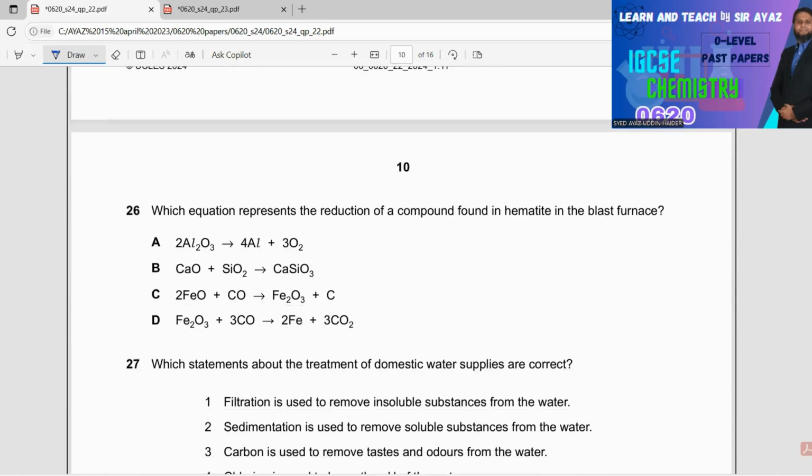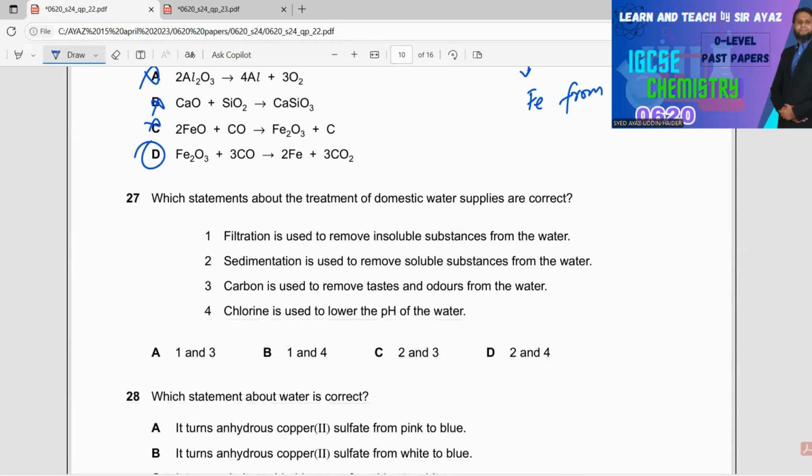26. Which equation represents the reduction of a compound found in hematite in the blast furnace? So we get iron from hematite. Hematite is Fe2O3. So D is the right answer. All the other choices are incorrect. No need to look at the other choices. Fe2O3 reacts with 3 moles of carbon monoxide to give iron, Fe, and carbon dioxide.